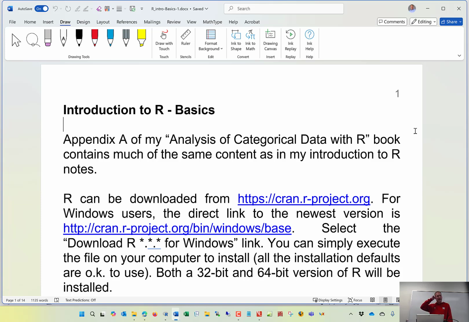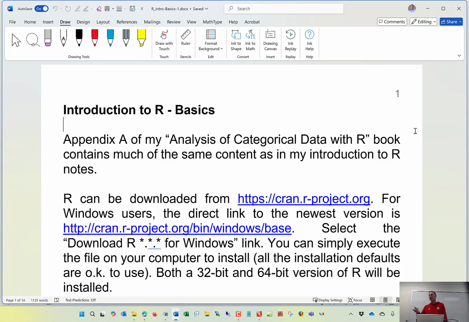And then in the 1980s, a company bought the exclusive rights to S. S was free. But they bought the exclusive rights to S and they called it S Plus. And you had to actually pay money for it. And S Plus became the software of choice for those statisticians who did statistical research.